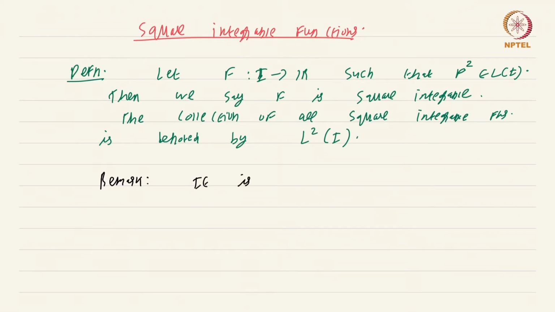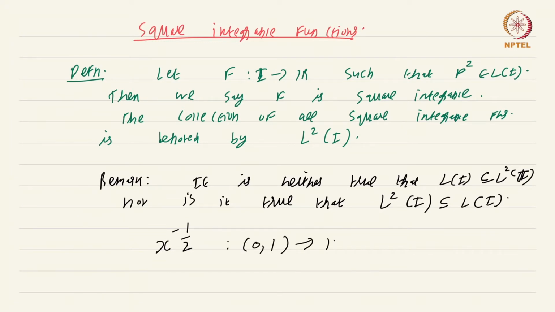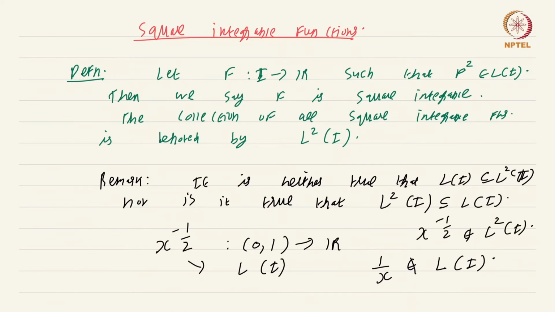It is neither true that L(I) is a subset of L2(I), nor is it true that L2(I) is a subset of L(I). Neither of these statements are true. To see this, consider the function x to the power minus half on the interval (0, 1). You can check that this function is in L(I), but the square of this function, which is just 1 by x, is not in L(I). So this function x to the power minus half is not an element of L2(I). Its square is not integrable.